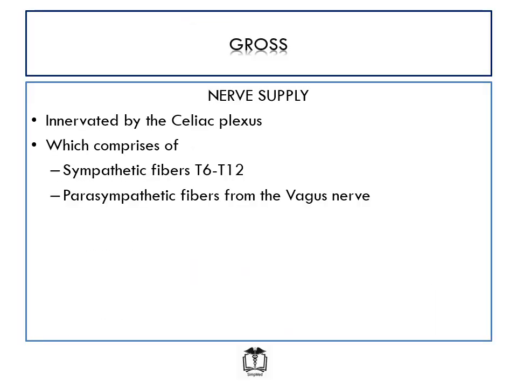The nerve supply to the pancreas comes largely from the celiac plexus. Since it's a visceral organ, it has dual innervation by sympathetic and parasympathetic fibers. The celiac plexus is usually a mixture of those. The sympathetic fibers supplying the pancreas come from T6 all the way down to T12, whereas the parasympathetic fibers come solely from the vagus nerve.